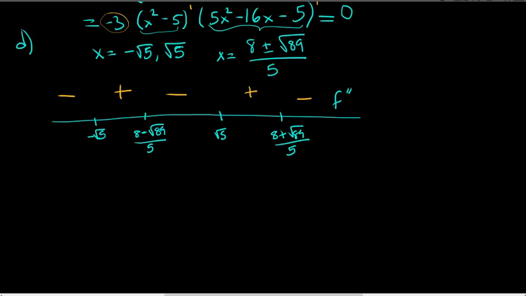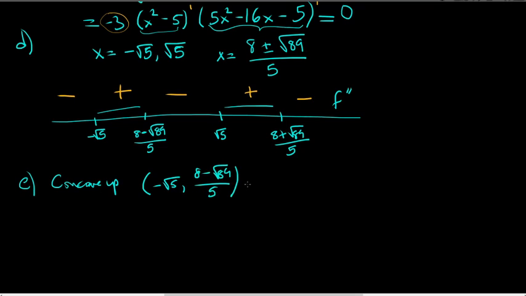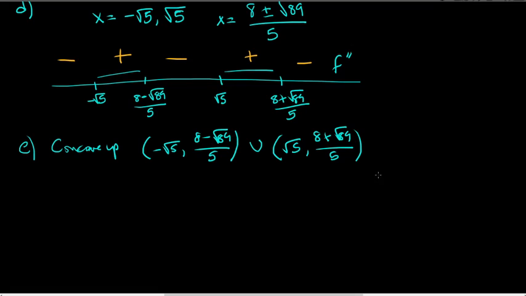And then we can answer part E, which was, where is it concave up? Wherever you have a positive, right? So it's going to be concave up from negative root 5 to, and again, I didn't care if you put the decimal here, that's fine, and then union from square root of 5 to this number, 8 plus square root of 89 over 5, or its decimal equivalent. These are irrational numbers, so you're going to round to 3 or 4 decimal places, which is fine.